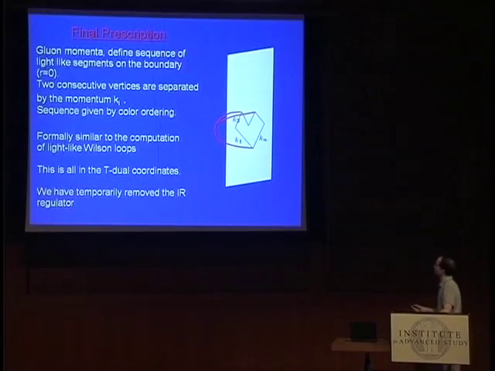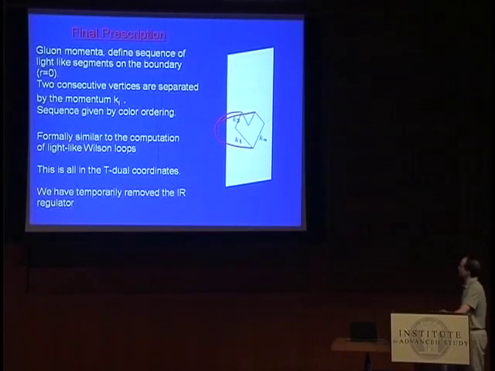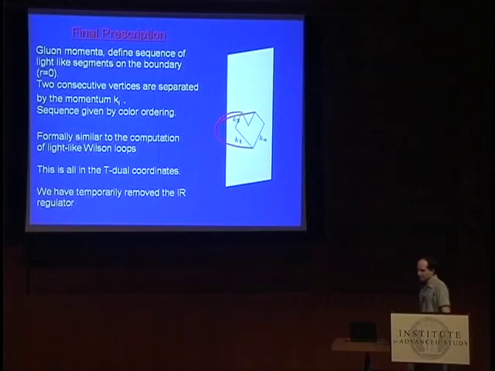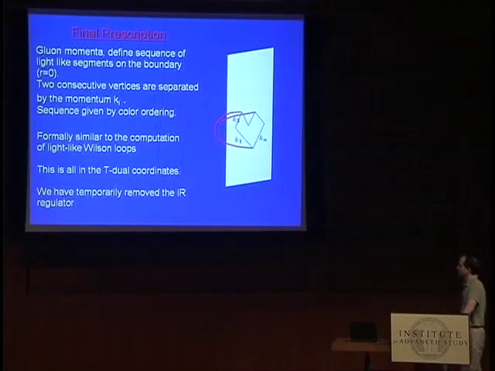So we end up with a sequence of light-like segments, which represent the momenta of the gluons. And they are ordered according to the color ordering of the planar diagram we're interested in computing. And then we need to find a worksheet that ends on these light-like segments. So it's a worksheet that is extended in the radial direction of AdS, but ends on these light-like segments. So the calculation is formally similar to the computation of light-like Wilson loops. So if you were computing Wilson loops in the original gauge theory, you would again, using the AdS prescription, also need to compute this surface.